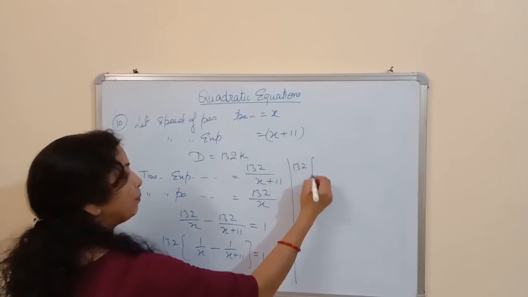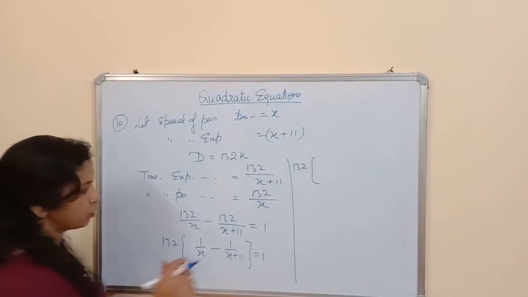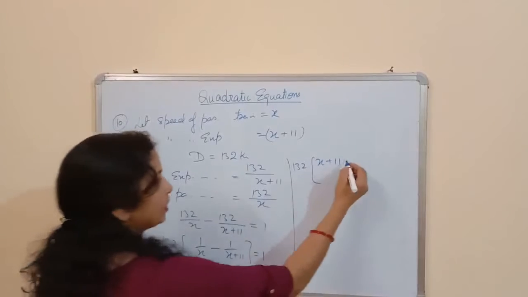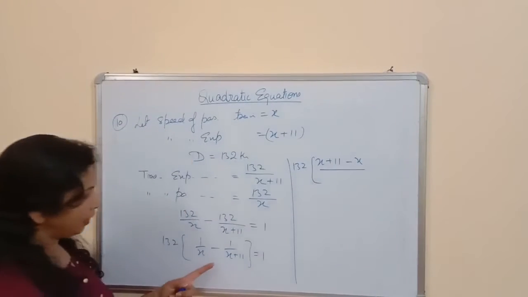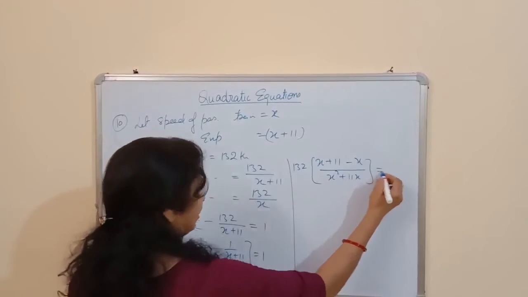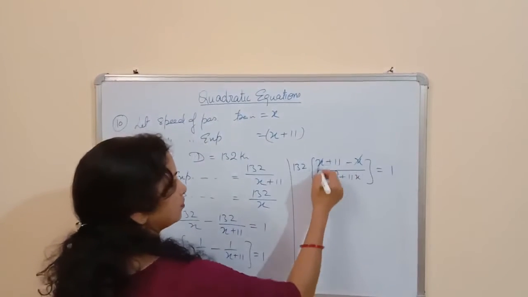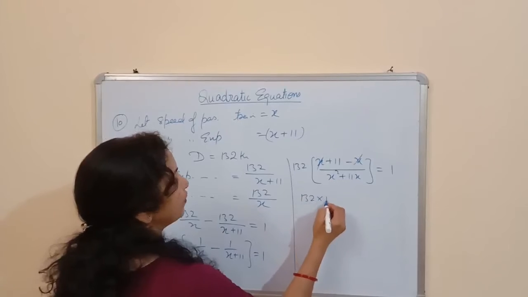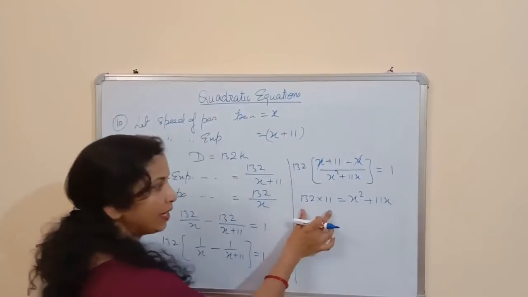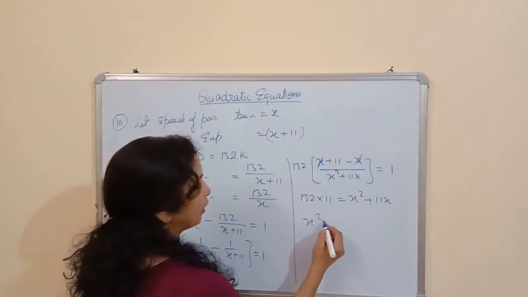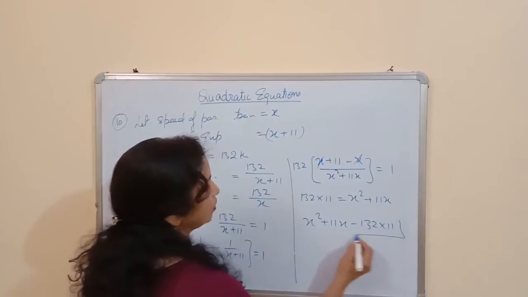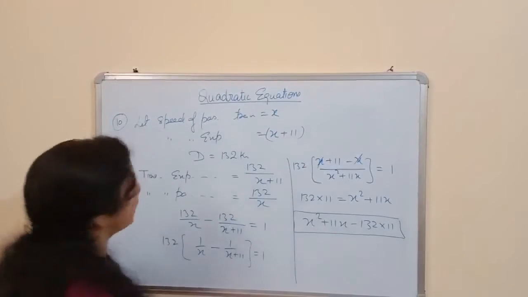Again I am going to only make the quadratic equation for you. You will solve it yourself. x plus 11 minus x, I am taking LCM here, upon x into x plus 11, that is x square plus 11x, is equal to 1. We get 132 into 11 is equal to x square plus 11x. Again you can multiply it and make the quadratic equation and solve it by using the Hamilton method. So this was question number 10.